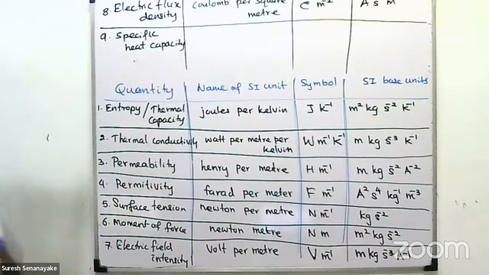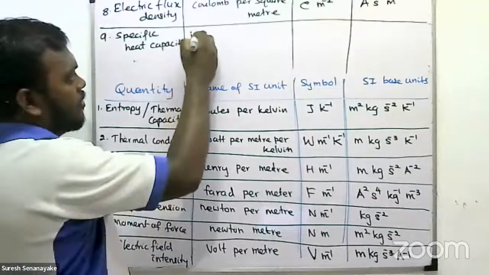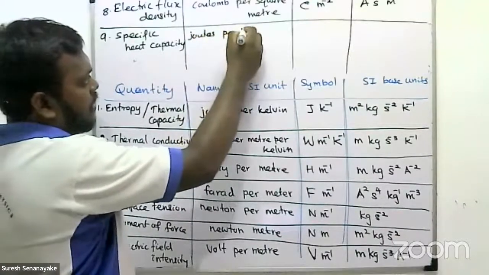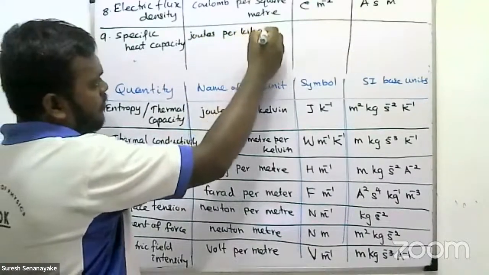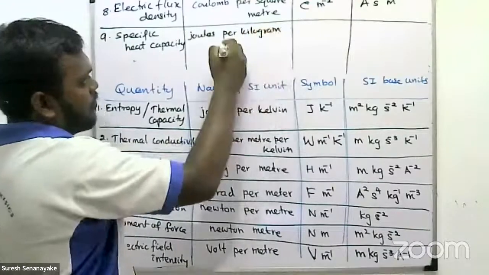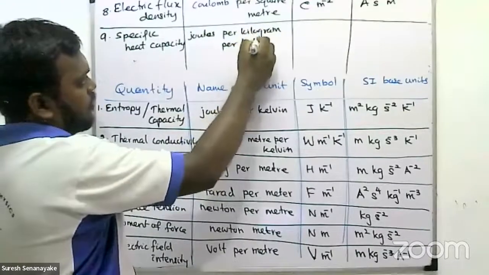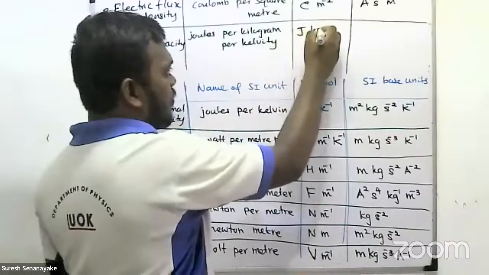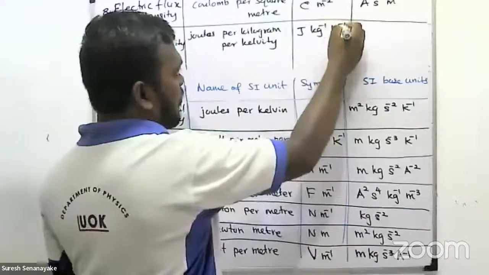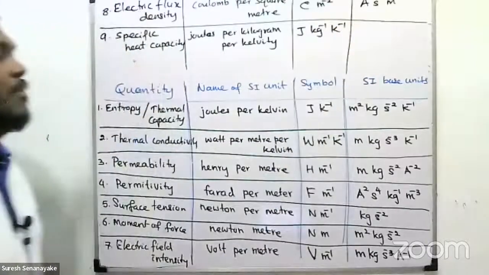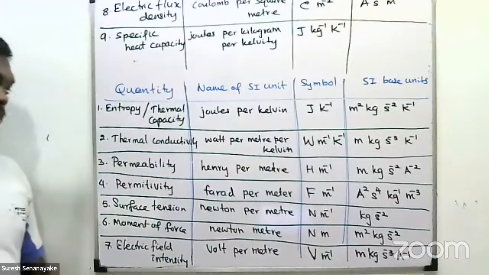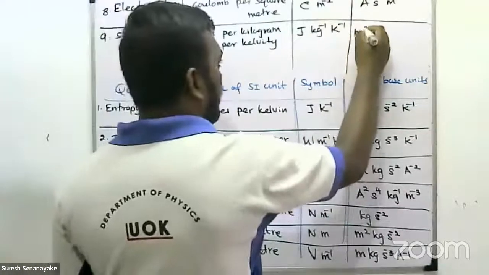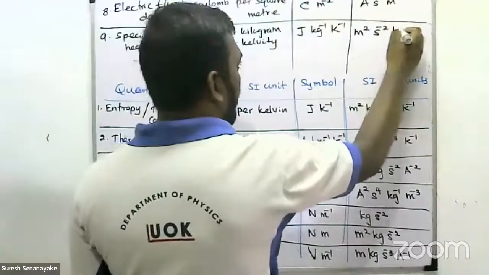Joules per kilogram per Kelvin. That is joules per kilogram per Kelvin. By simplifying, joules, kilogram cancel.